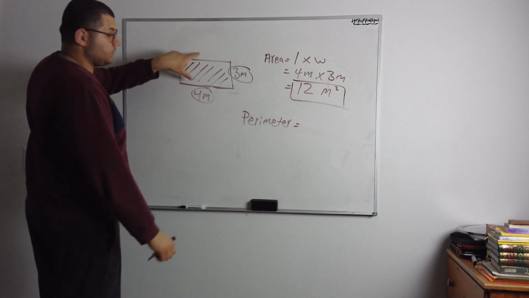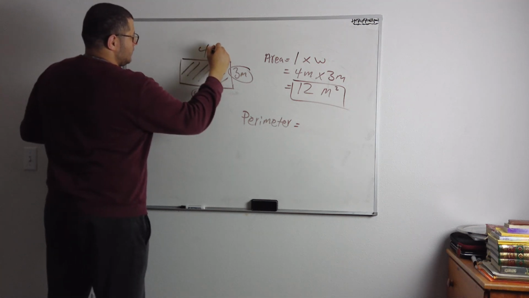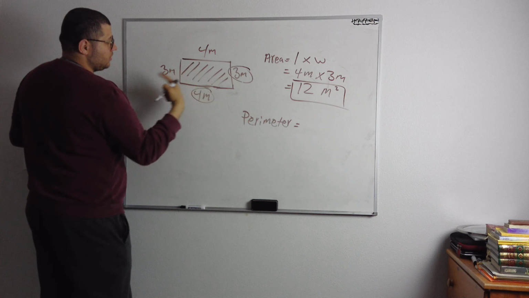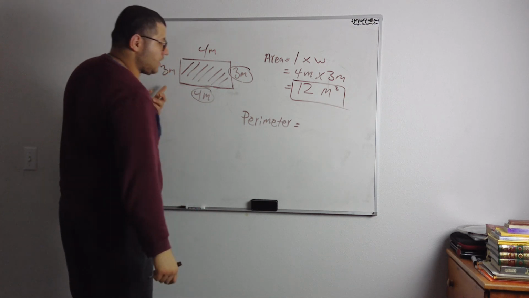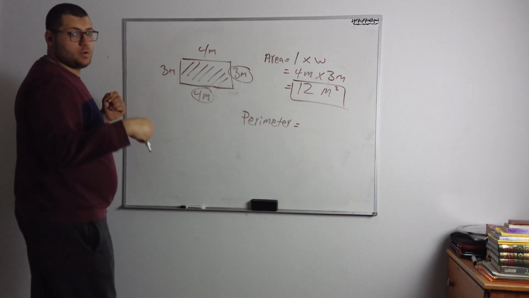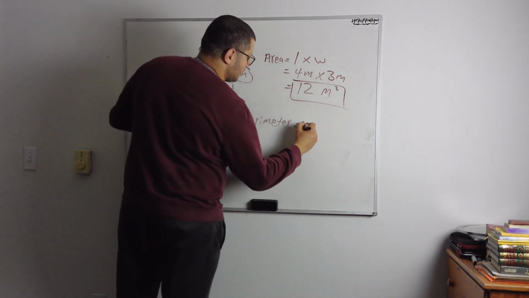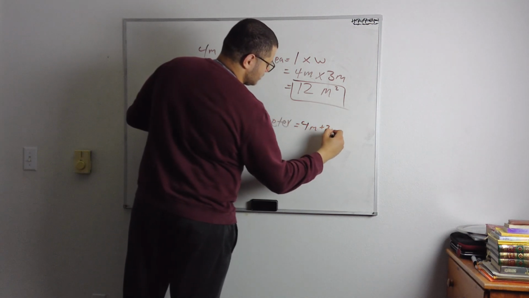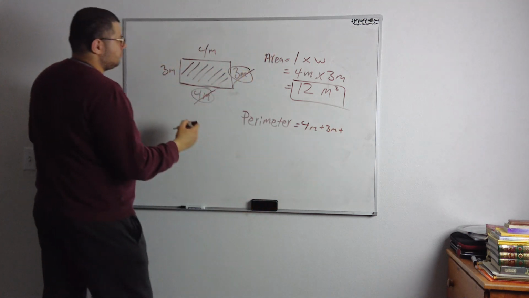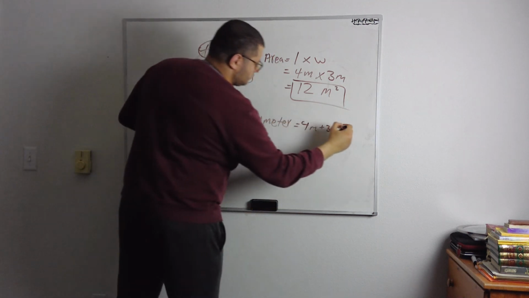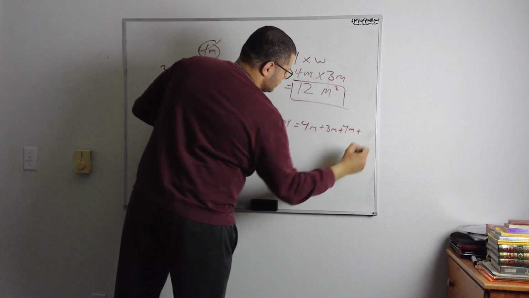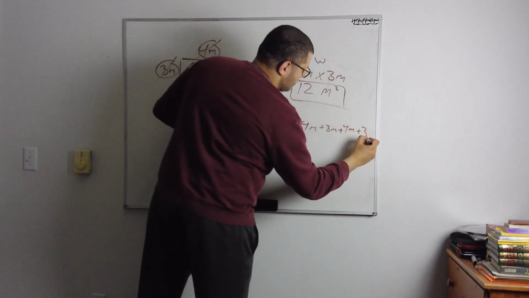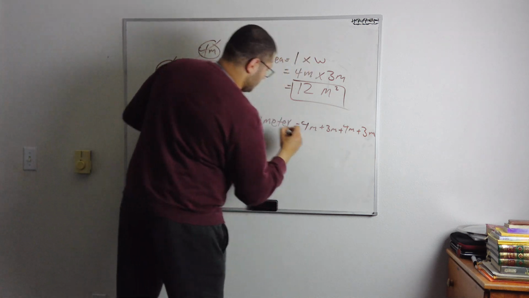So if this is 4, this is also 4. If this is 3, this is also 3. Length, length, width, width. We said we have to add all the sides together. 4 meters plus 3 meters plus 4 meters again, plus 3 meters. What are we going to get?